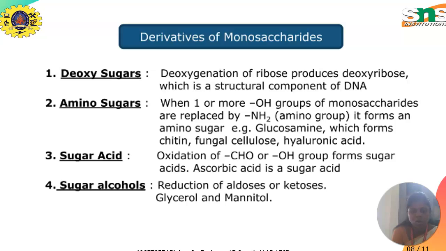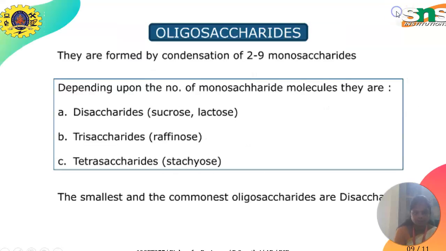Sugar acids: oxidation of the CHO or OH group forms sugar acids. Ascorbic acid is a sugar acid. Sugar alcohols: reduction of aldose and ketose gives sugar alcohols, such as glycerol and mannitol. And oligosaccharides are classified into disaccharides, tri and tetrasaccharides.